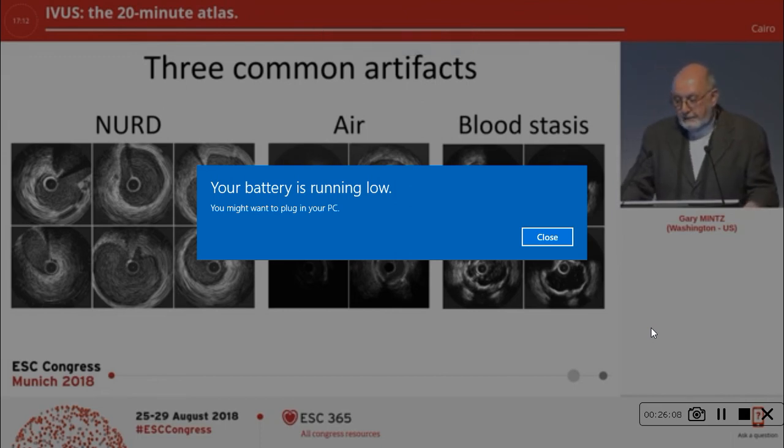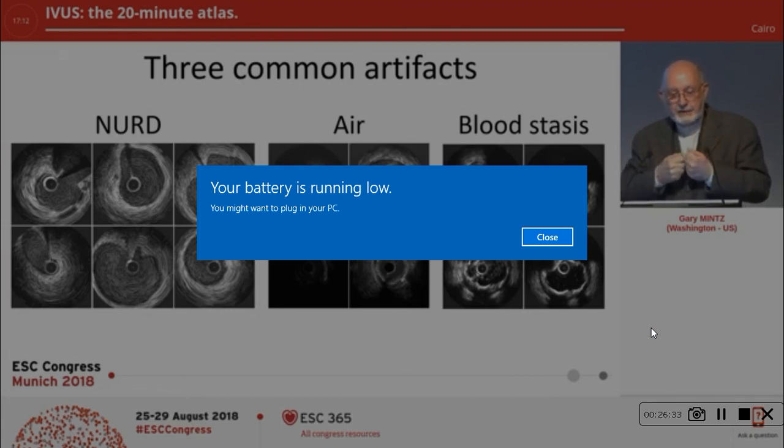So, in 20 minutes, 45 or so slides, that's a very, very quick overview of the kinds of images you can see with intravascular ultrasound. Not everything. You may think I covered everything. Trust me, I didn't. And I covered the most common things only with one or two examples.